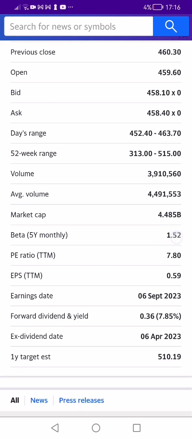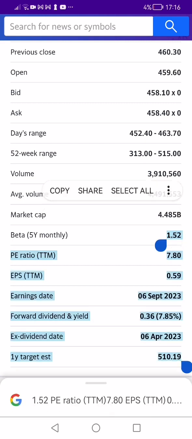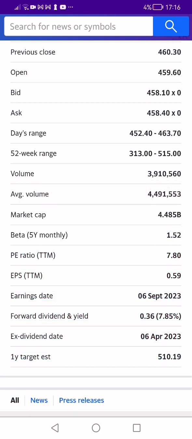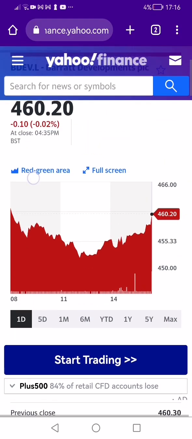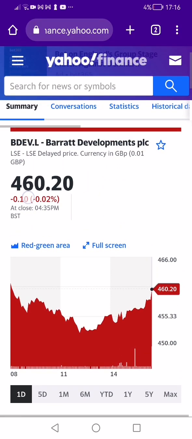That tells me it's not far from the index market itself. The index market itself is not 1%, it's just one. So this is 1.52, which is great. That's very close to the stock market. Market cap, that's 4.48 billion pound, basically, because this is in British currency.